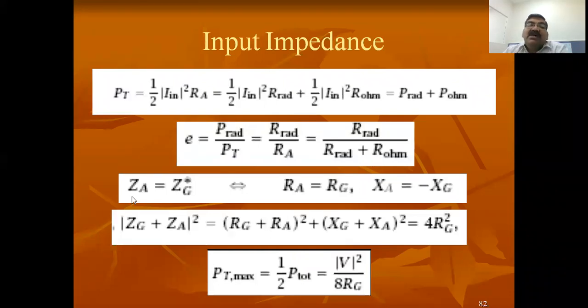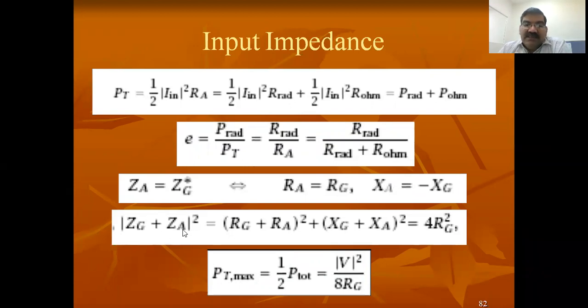Now the maximum power transfer theorem: what I am saying here is that ZA must equal the complex conjugate of ZG. This is the impedance of the antenna, and this is the generator impedance. If these are complex conjugates of each other, it means the resistance parts are equal, RA equals RG, and the reactance parts are negatives. That is, the reactance of the antenna must be the negative of the reactance of the generator. So if it is inductive, it must be 100% capacitive. This is called the complex conjugate. You know the maximum power transfer theorem, you have studied it in your basic electrical engineering.